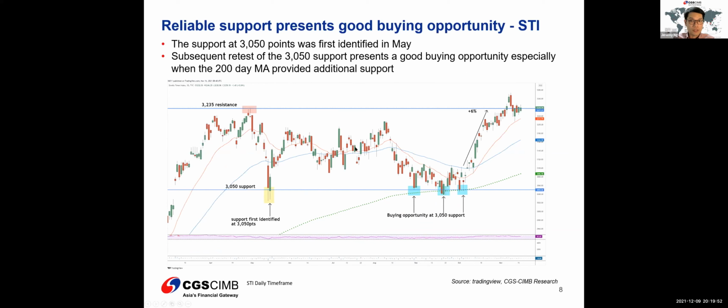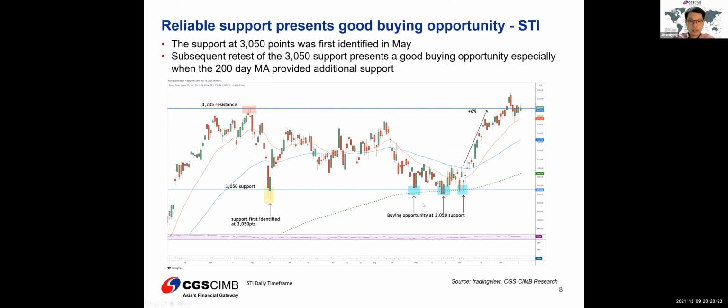So you can see here for the STI, our first support that was identified was back in May, where we got this strong V-shape bottom. The support level was first identified at around 3,050 points. And once we identify the support level, the game plan moving forward is, if we do get a retest of the support level, and if the general uptrend is still intact and healthy, we will likely look out for buying opportunities at the support level of 3,050 points.